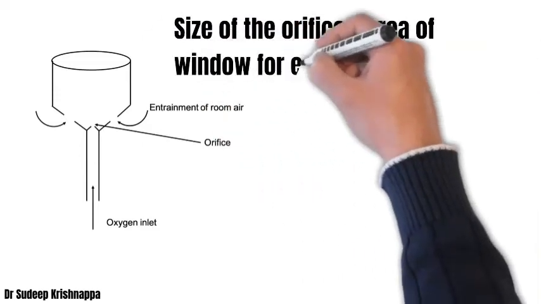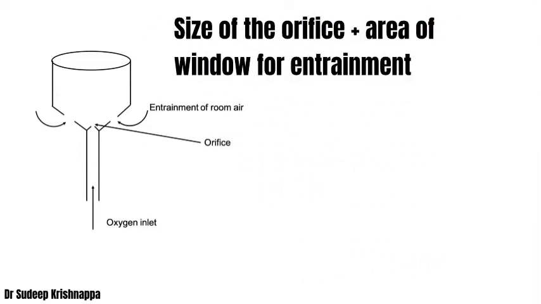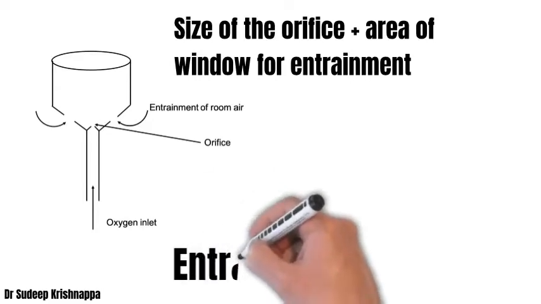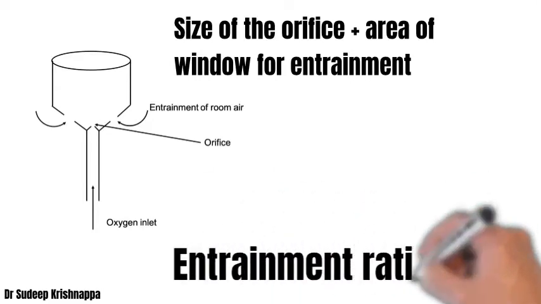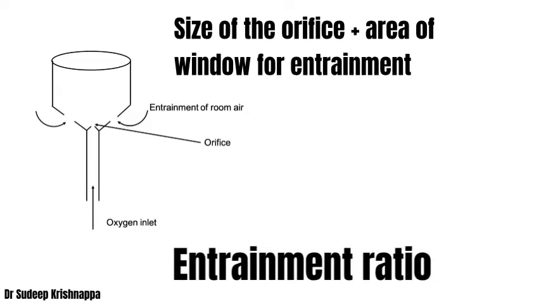By providing openings on the Venturi device at the point of the orifice, we allow atmospheric air to be entrained into the device. Now, the size of the orifice and the area available for the entrainment of air together would determine something called the entrainment ratio. This entrainment ratio is fixed for a given Venturi device.